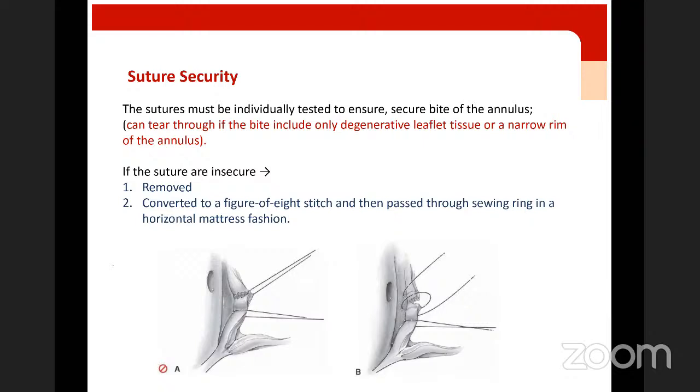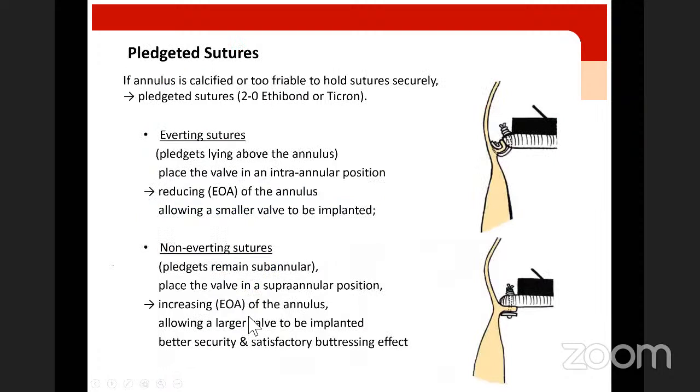This is a figure of eight. This is just a single suture. This is a superficial suture that can easily be cut off. This is just a regular suture. Normally we use pledgeted sutures as they add security, especially when the annulus is calcified or too friable to hold sutures. We have two different techniques of interrupted sutures.